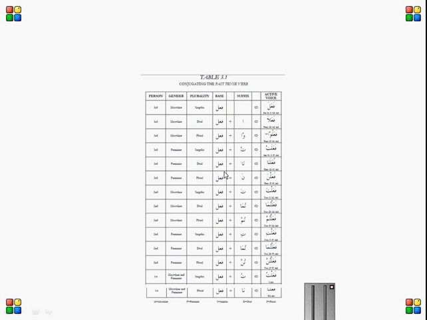And here is the conjugation table. You have to memorize these. It's very important for surf. This is like the main part. You have to memorize it from top to bottom.